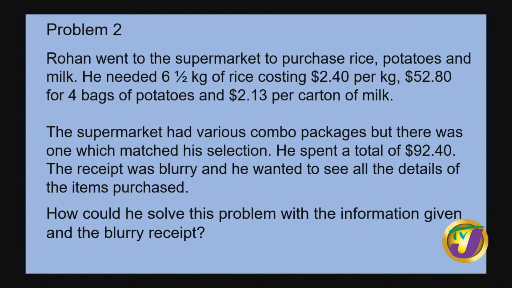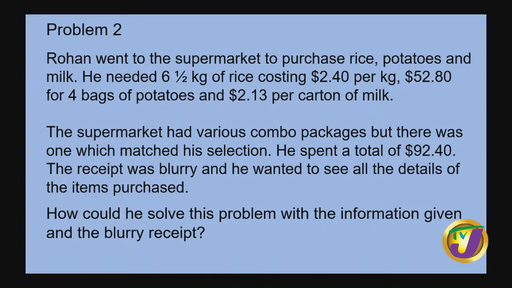Rowan went to the supermarket. He purchased rice, potatoes, and milk. He needed 6.5 kilograms of rice, costing $2.40 per kilogram, $52.80 for 4 bags of potatoes, and $2.13 per carton of milk. All right, so right away, I know he bought 3 different items, and I know the cost of them. So his combo, he knows his total was $92.40. That's his total.